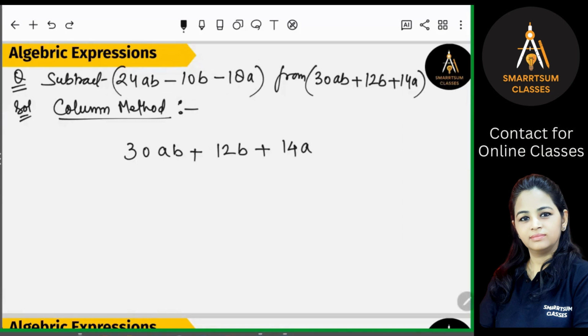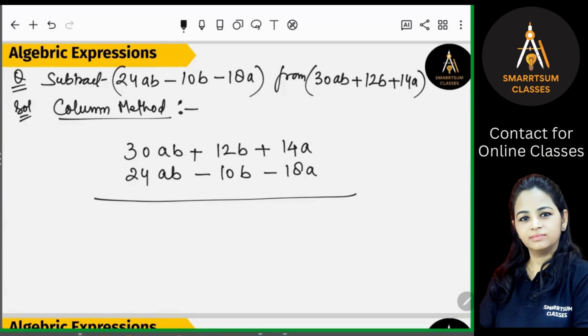But remember, whenever you are writing them, keep the like terms one below the other, right? So look at here, 24ab and this is 30ab. So we will write them one below the other. So we will write 24ab here. Now minus 10b. So we will write below 12b, because they are like terms. Similarly, minus 18a and 14a are like terms, so we will write minus 18a here. Now draw a line here, and keep a gap in between.